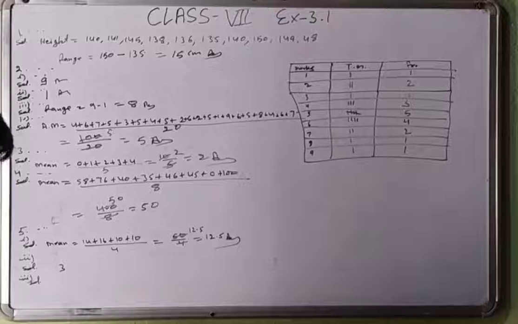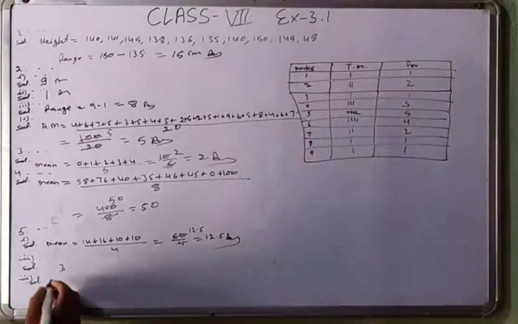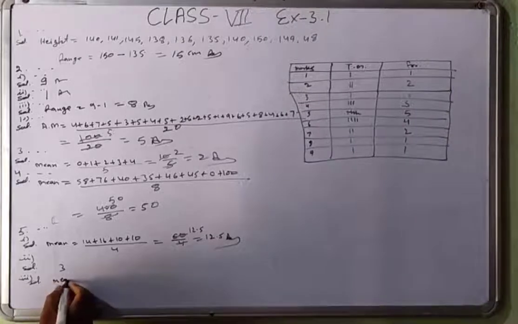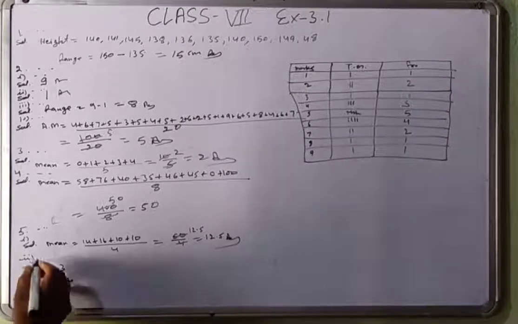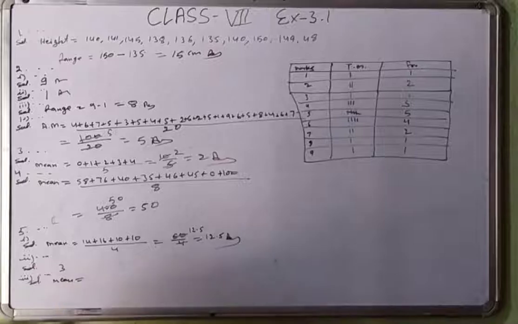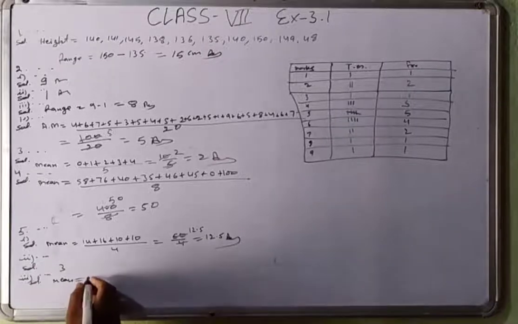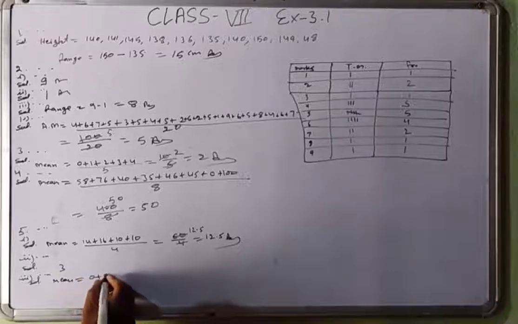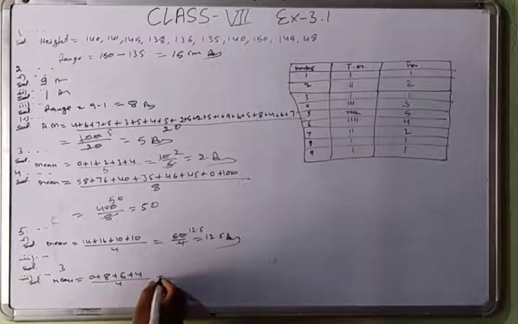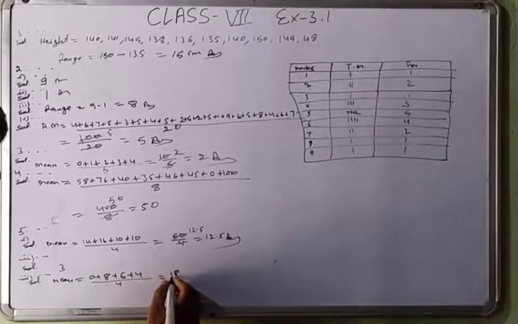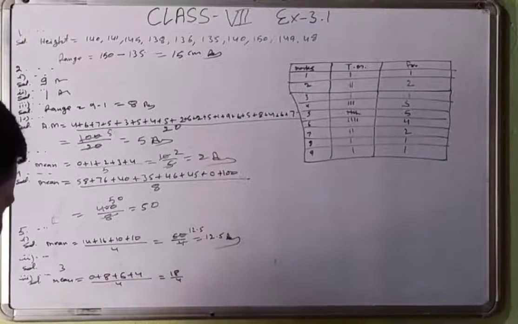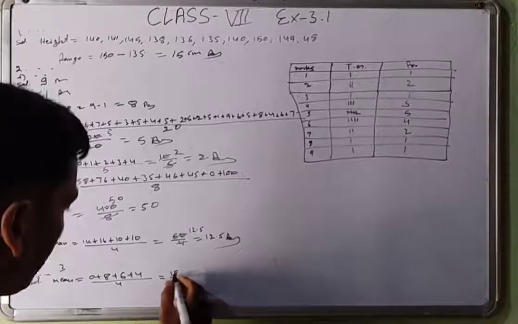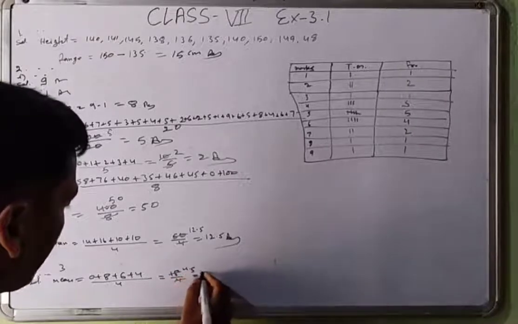How would you find the mean? So mean is equal to 0, 8, 6, 4, that is 0 plus 8 plus 6 plus 4 upon 4. 10, 18 upon 4. So that will be 4.5.